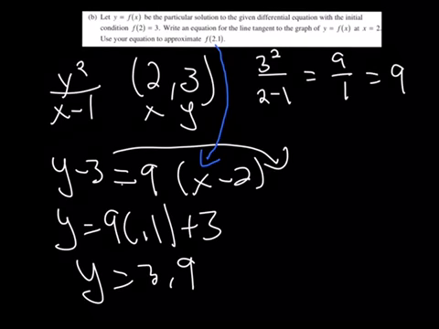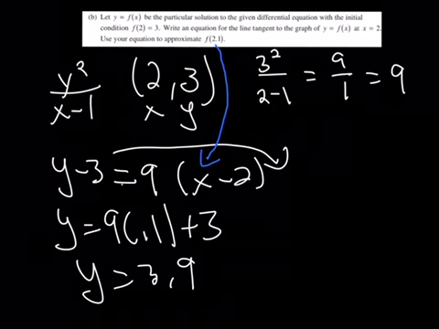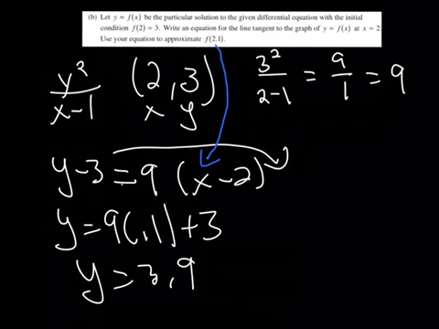So now I'm going to explain B. And B is basically the same thing as A, but instead we're only going to use the point (2, 3). Taking this equation that we have, we're going to plug in 3 for y and 2 for x. And here we're just going to put 3 squared over 2 minus 1. That's going to equal 9 over 1, which is the same thing as 9.